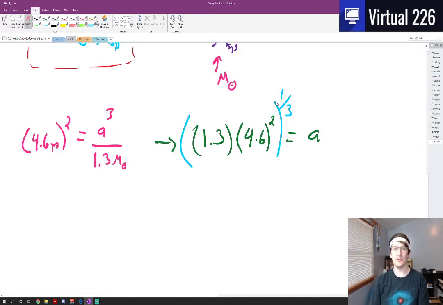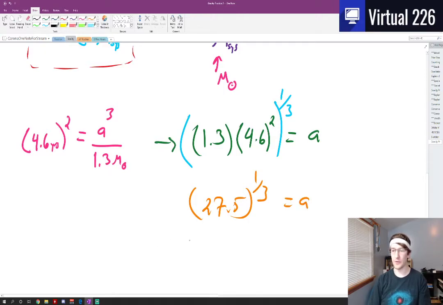So taking something to a fractional exponent is the same thing as taking some sort of root. And if I take a look at this, I've solved for a. Now I just got to get some numbers. So let's run this through. So 4.6 squared is going to be between 16 and 25. It gives me 21.16, times 1.3 gives me 27.5. So I've got 27.5, and I need to take that to the 1/3 power to equal a.